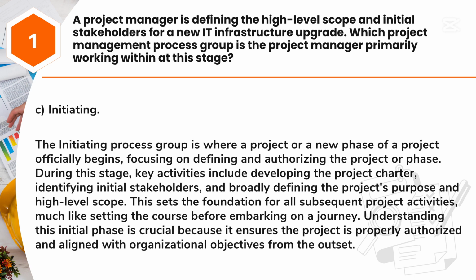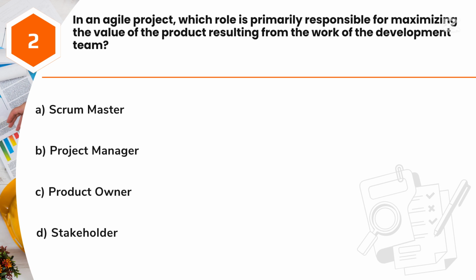Answer: C. Initiating. The initiating process group is where a project or a new phase of a project officially begins, focusing on defining and authorizing the project or phase. During this stage, key activities include developing the project charter, identifying initial stakeholders, and broadly defining the project's purpose and high-level scope. This sets the foundation for all subsequent project activities, much like setting the course before embarking on a journey. Understanding this initial phase is crucial because it ensures the project is properly authorized and aligned with organizational objectives from the outset.